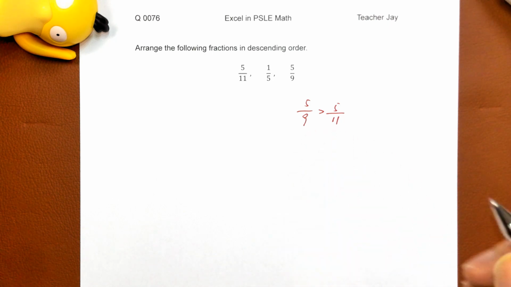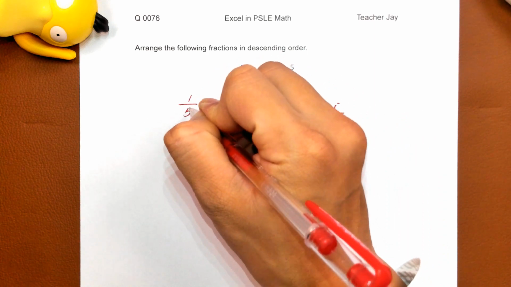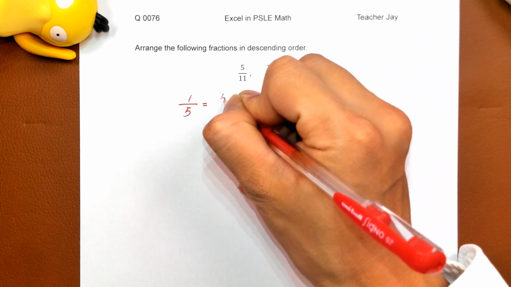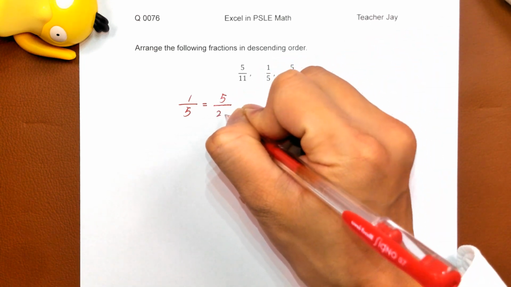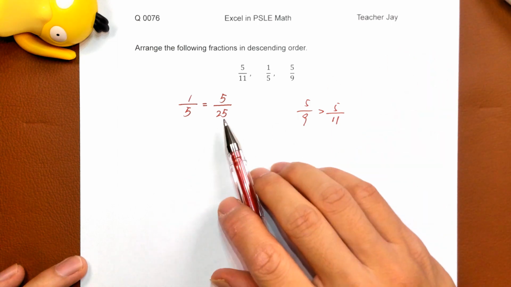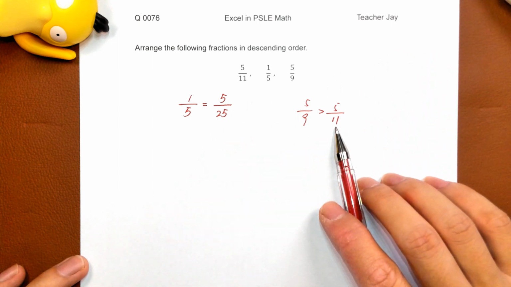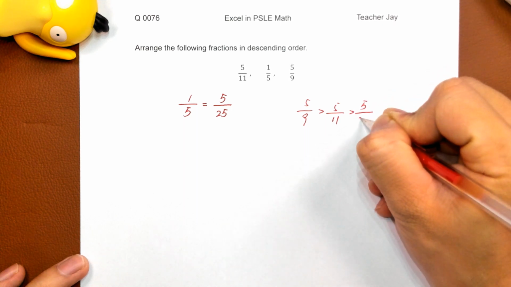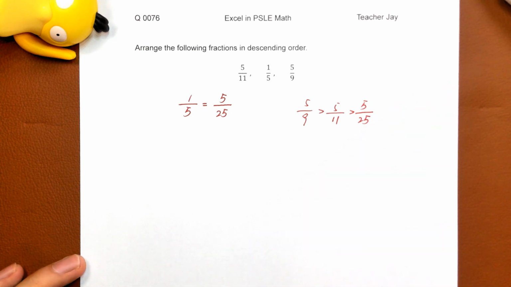All right? And now we can change 1/5 to the equivalent fraction, which is 5 over 25. We multiply the numerator and the denominator of the fraction by 5 at the same time. And we can see, since 25 is larger than 11, the value of the fraction 5 over 25 will be smaller than 5 over 11.